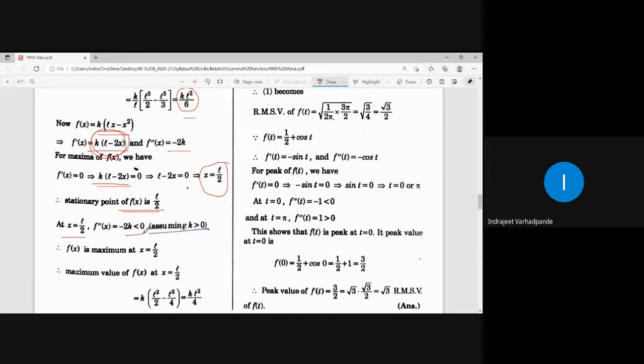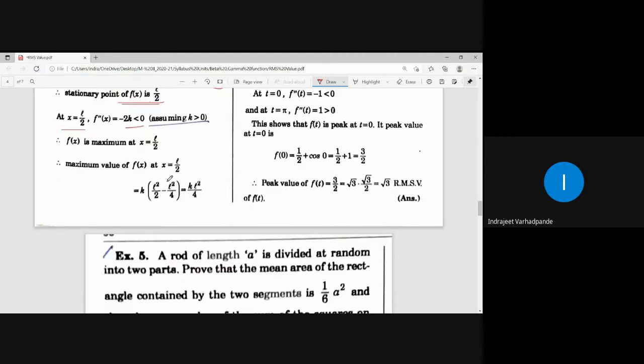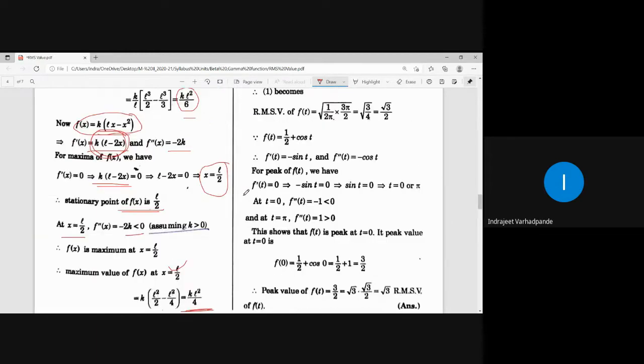And what is the maximum value? The maximum value will be obtained by putting x equal to L by 2 in the original given function. What is our original given function? k multiplied by Lx minus x square. So I put the value of x as L by 2. That will be L square by 2 minus L square by 4. And this comes out to be KL square by 4.